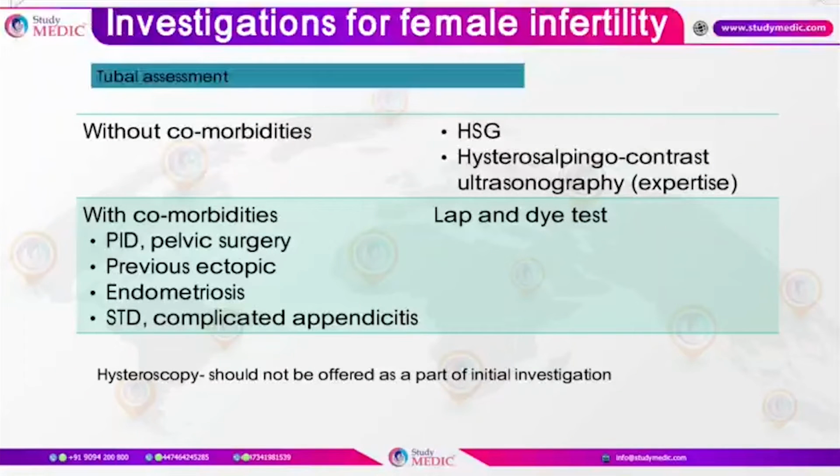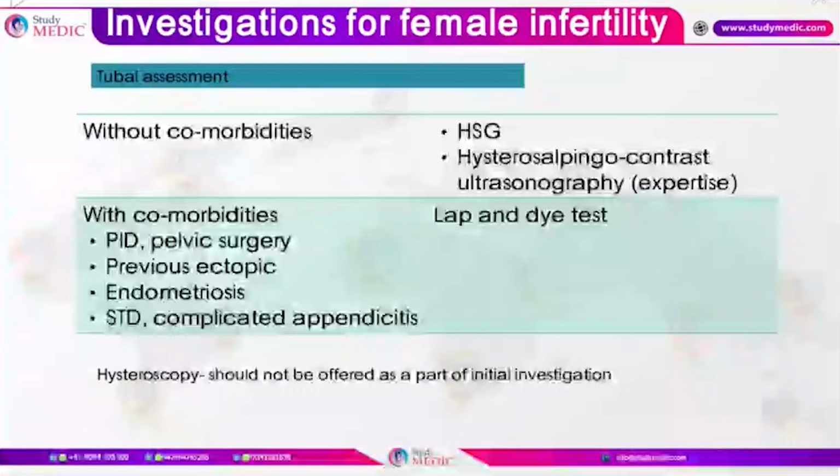Talking about investigation for female infertility, if you see the tubal testing, how to perform the tubal testing? Believe me, there are two modalities. One is the HSG and another is laparoscopy. For somebody without comorbidities, HSG will definitely be one of the cost-effective approaches.